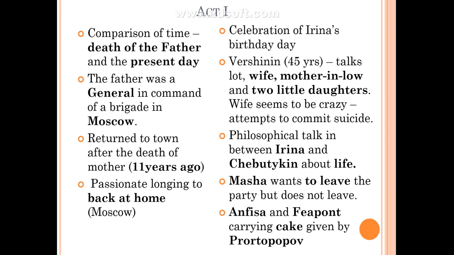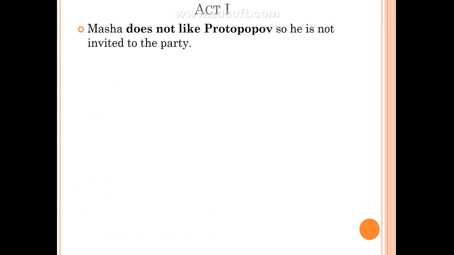Anfisa and Ferapont. Ferapont is the servant of Protopopov, and Anfisa is the maidservant in the Prozorov family. Both were carrying a cake. That cake is given by whom? That cake is given by Protopopov, to Irina to celebrate the birthday. Here we can understand how Protopopov is involved in the Prozorov family. Protopopov is, we can say, the chairman in the district council office, and he is involved a lot in the family of Prozorov. Then Act One begins.